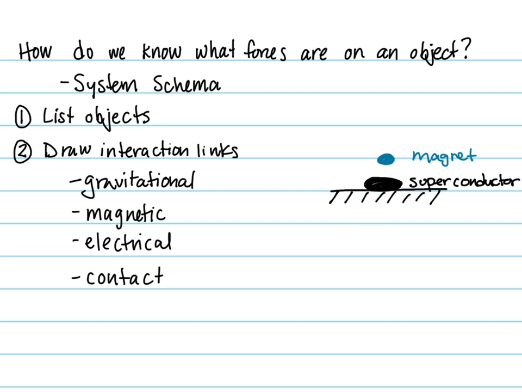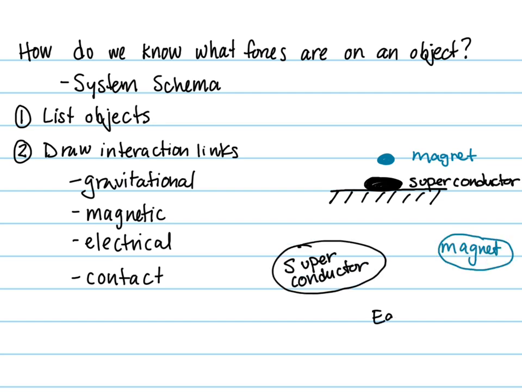All right, so I want to know, what are the forces on my objects here? So I'm going to draw a system schema, starting again by just listing the objects. I've got the superconductor, I have the magnet, and then I have the Earth. And now I'll draw some interaction links. I'm going to start with the same one I did before, gravitational. So are there any gravitational interactions going on here? Yeah, there are, because there's the Earth. So both the superconductor and the magnet have interactions with the Earth via gravity.